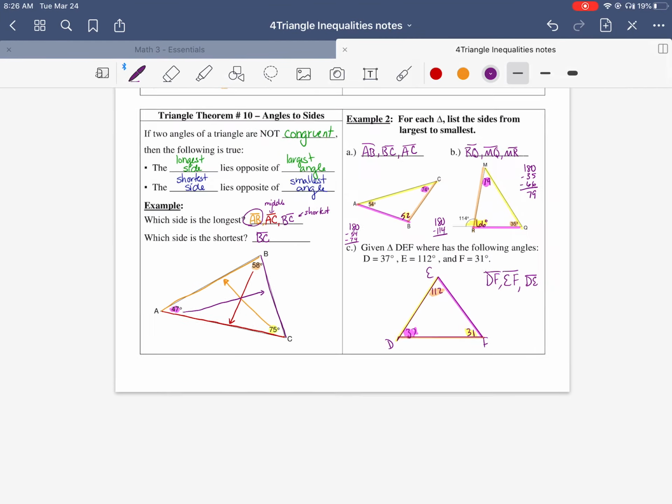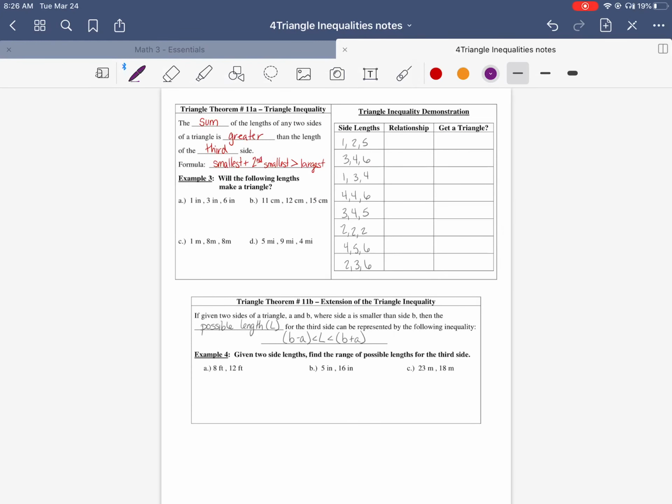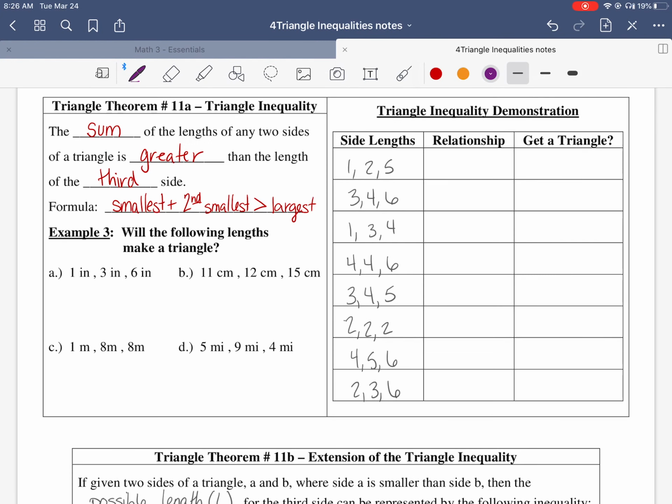All right, the second part of triangle inequalities is determining which sides can make a triangle. So the sum of the lengths of any two sides of a triangle is greater than the length of the third side. So in other words, the smallest plus the second smallest has to be greater than the largest. So if you want to know, do the sides make a triangle?